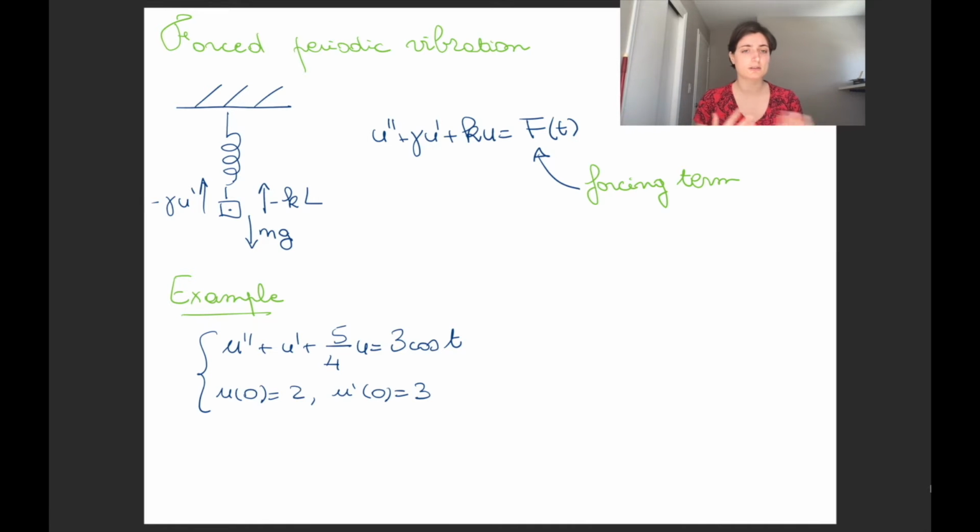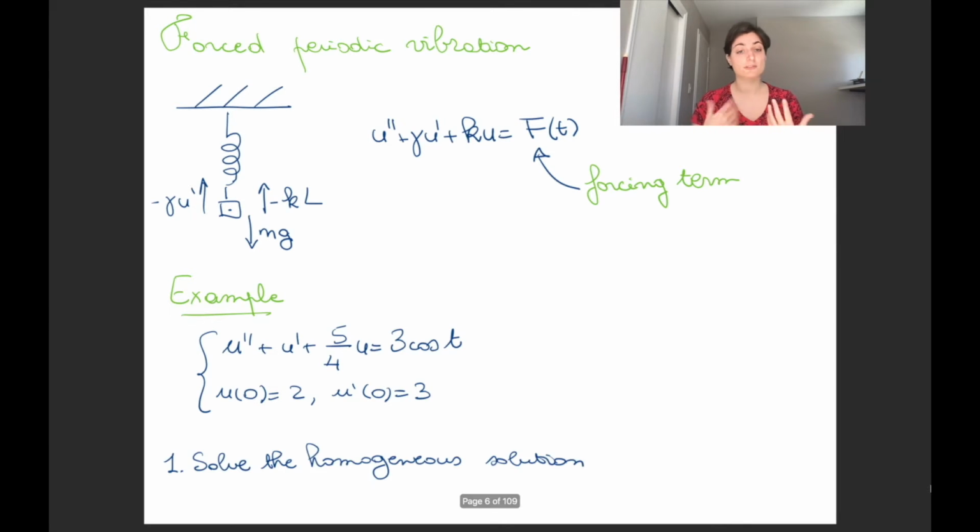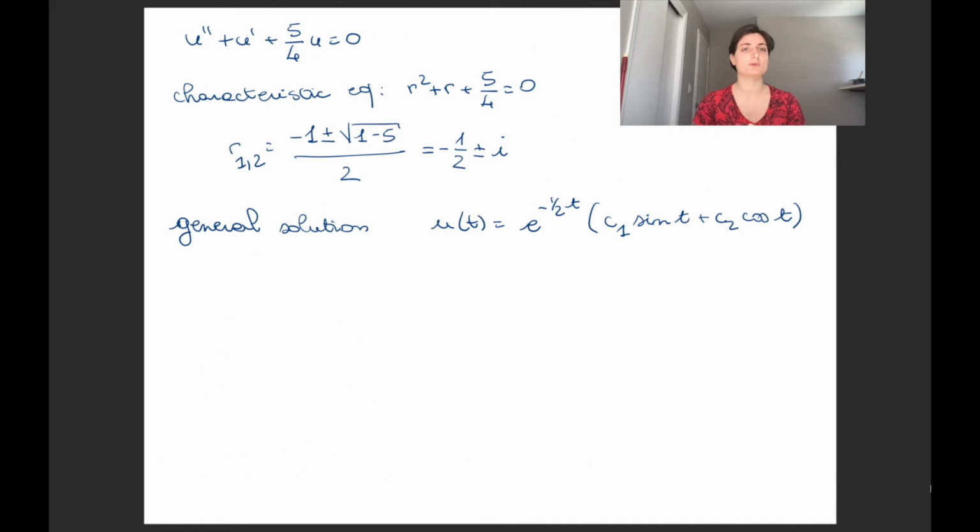Now it's a second order ODE with a non-homogeneous term. So we know how to solve this. The first step is to solve the homogeneous solution. And we can do this through a characteristic equation approach. So we replace u by a coefficient times exponential of rt. Then we simplify the coefficients away, we simplify the exponential away, and we retrieve the characteristic equation.